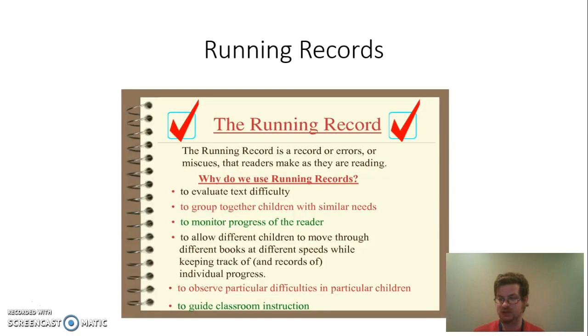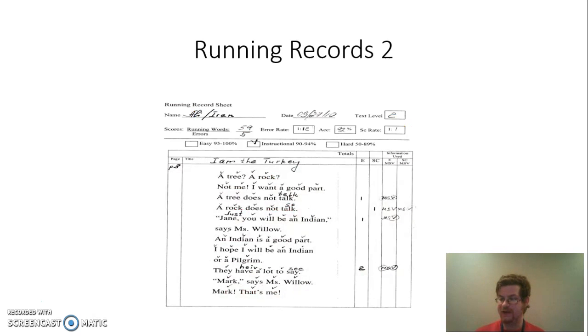Next of the assessments is running records. A running record is a visual recording of the student's reading word by word, and it enables teachers to identify the errors that the student makes while reading. The teacher should also ask comprehension questions to see if they are really learning.